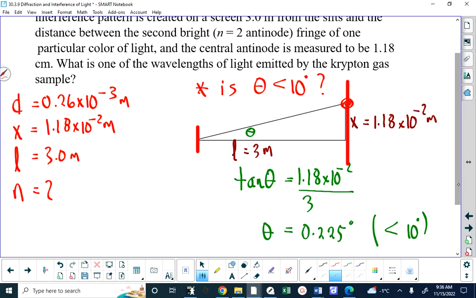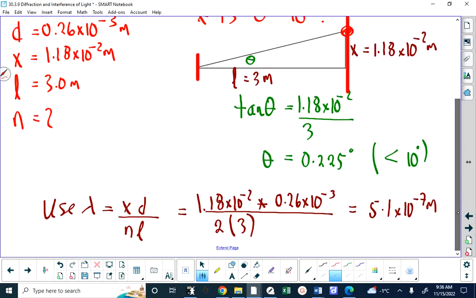So the angle is less than 10 degrees, and that means you can go ahead and use this lambda equals xd over nl, and you get 5.1 times 10 to the negative 7. Can I get everybody to just confirm with that calculation that that's what you get? So you get 510 nanometers. Are we okay with that?